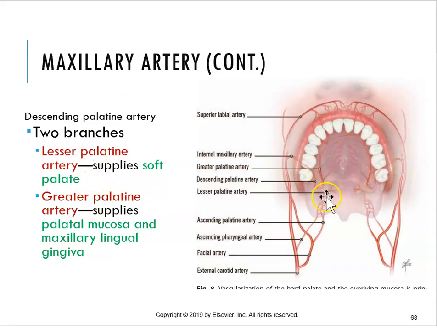Even the palate: if I wanted to numb the palate, the greater palatine artery could be hit and it would numb the hard palate. The lesser palatine artery supplies the soft palate, which is further back.